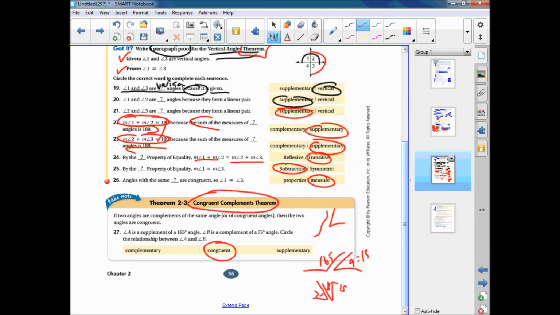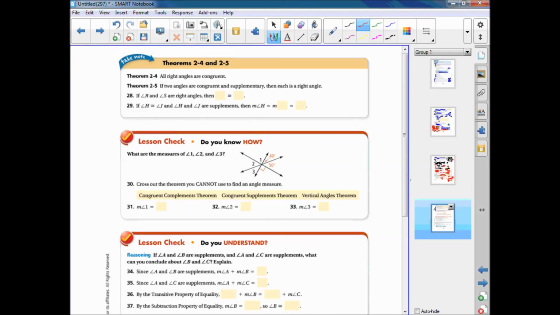Since A had to have been 15, its complement is also 75. And since A and B have the same complement, they are equal to each other, okay? So they should be congruent. Let's flip it over. We have one more theorem left, or actually two.